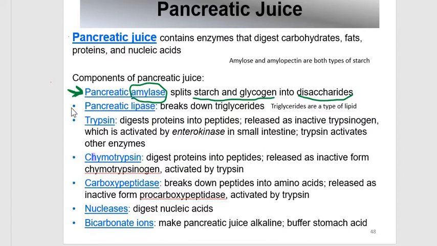There we go. Pancreatic lipase. So as the name implies, lipase breaks down lipids, right? So a big example of that are your triglycerides. So triglycerides, you break those down into 3 fatty acids and 1 glycerol molecule.